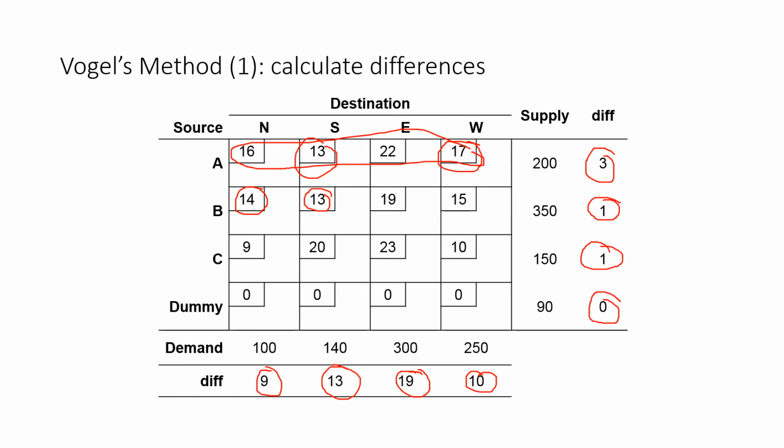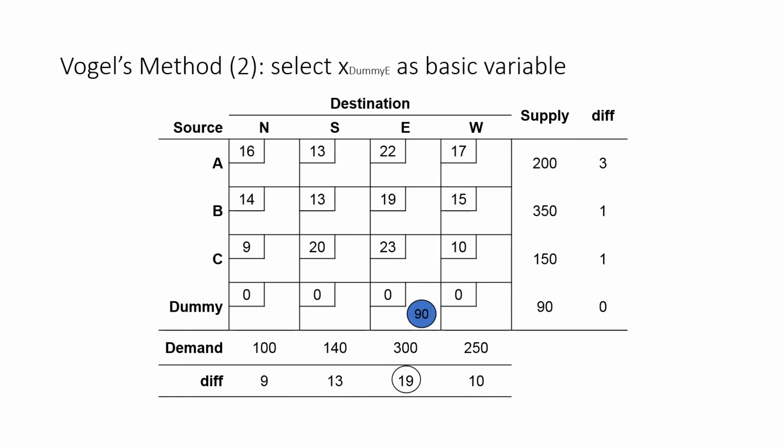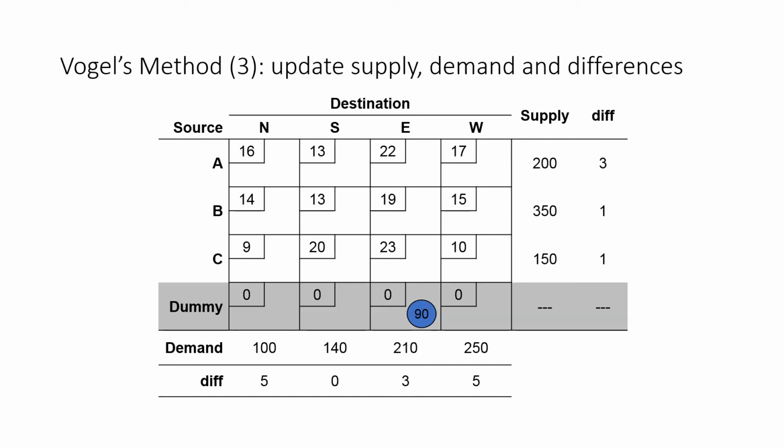So we'll take then this column with the largest penalty and select the smallest cost within this column, which is here. So we're going to see that in the next slide. So allocate as much as possible to this cell. In this case, we have 300 and we have the 90. So we update the 90. It becomes 0 and the 300 becomes 210. And then you remove this whole row and then you recalculate the differences. Okay, so once we recalculate the differences, you'll see that in the next slide.